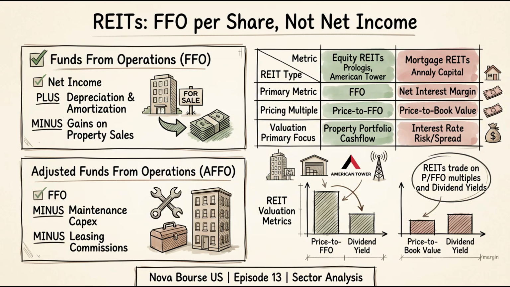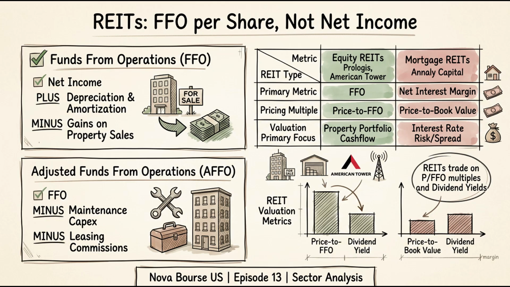Finally, for real estate investment trusts, or REITs, we ignore net income because it is artificially depressed by depreciation on assets that may actually be appreciating. We use funds from operations, or FFO, which is net income plus depreciation and amortization, minus gains on property sales. A more conservative version is adjusted funds from operations, or AFFO, which further subtracts maintenance capital expenditure and leasing commissions.